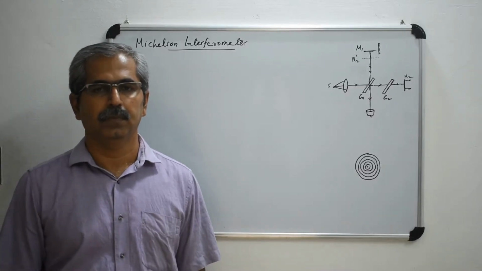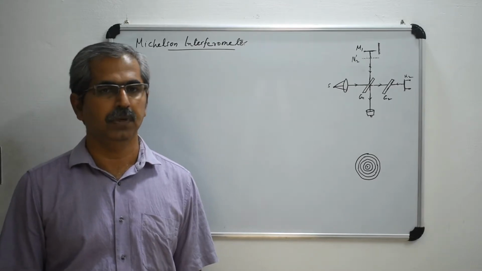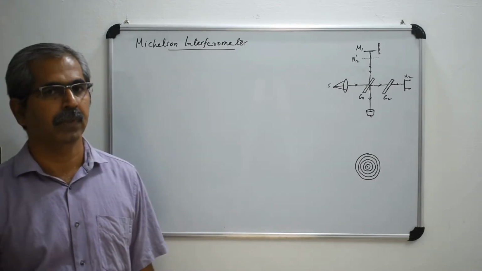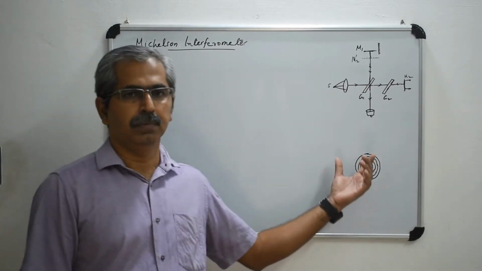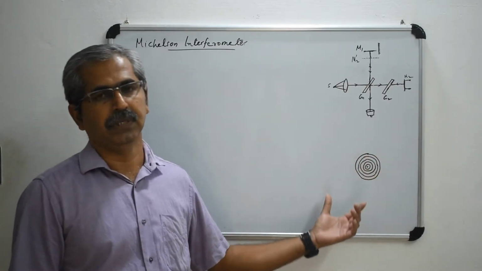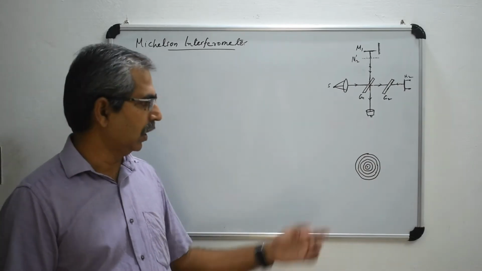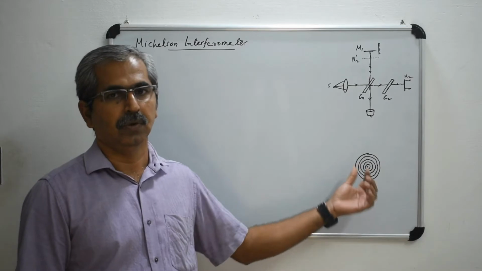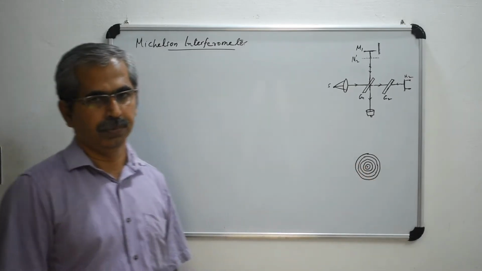Hi students, today we will discuss some of the applications of the Michelson interferometer. In the last class, we have seen the type of interference pattern that is observed in a Michelson interferometer: concentric dark and bright circles will be obtained.